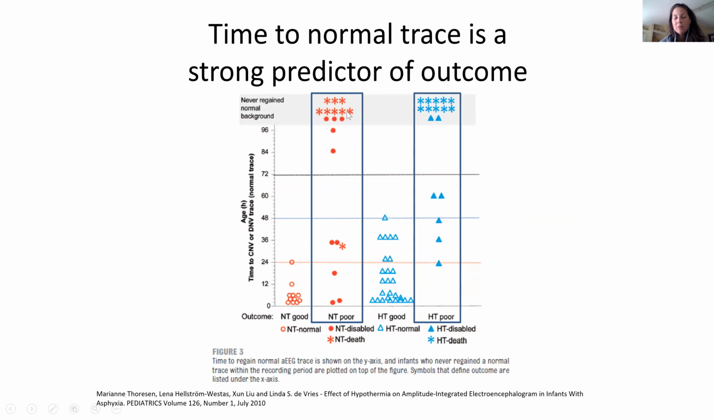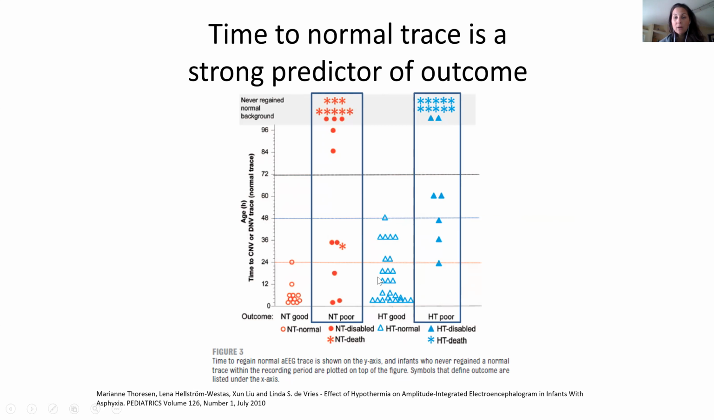And the stars are babies who actually died. So the ones who are passing away are never regaining normal trace before they died. But look at the good outcomes. Again, I'll see this huge cluster, early recovery of background pattern all the way up to 24. So this study stayed the same, reiterating that the 24 hours is really important.